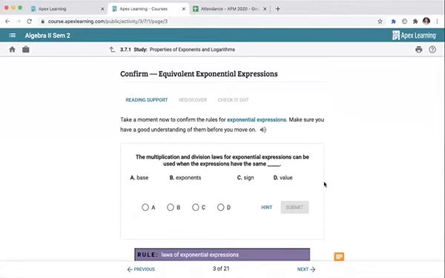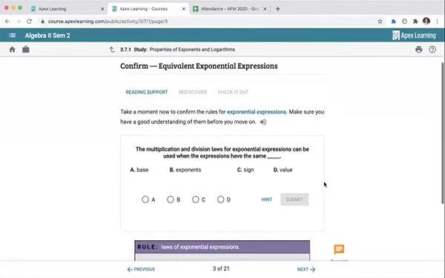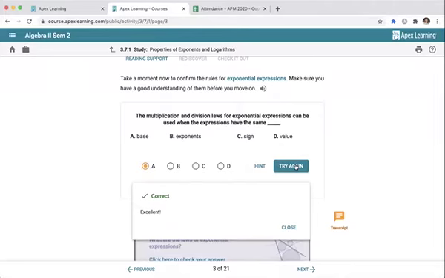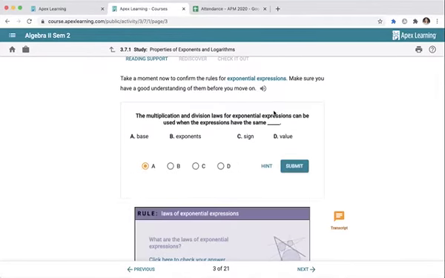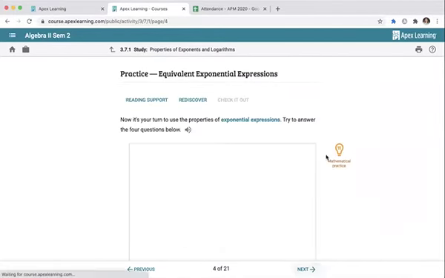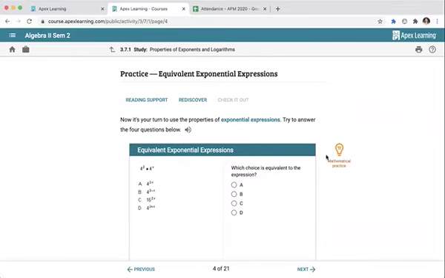The multiplication and division laws for exponential expressions can be used when the expressions have the same, and this is super important, the same base value. So we can combine things together on that first slide when we have the same base value. That's the key there. And taking a minute to review those laws is going to be super important here.